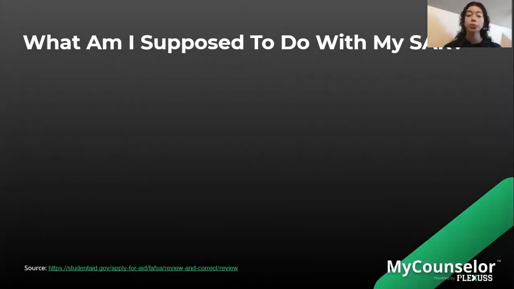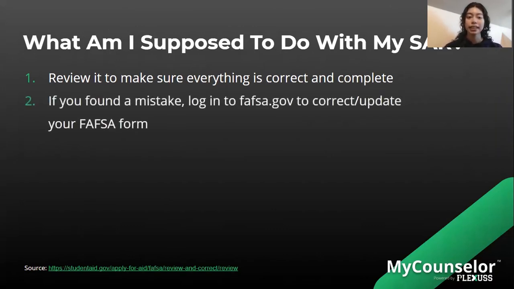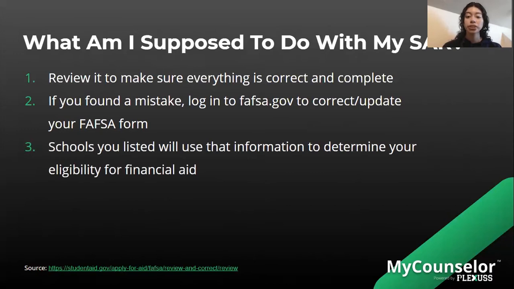Now, what are you supposed to do with your student aid report? First, review it to make sure everything is correct and complete. As I mentioned throughout the workshop, the SAR does contain your answers to the FAFSA questions, so it is a good way for you to review it and to see if you need to make any changes to your FAFSA. Second, if you found a mistake, log into fafsa.gov with your FSA ID to correct or update your FAFSA form. Of course, it is completely fine for you to update or correct any information on the FAFSA form after the deadline. Third, schools you listed will use that information to determine your eligibility for financial aid.